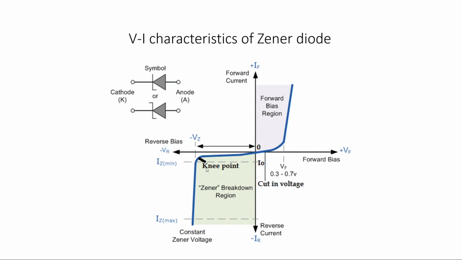Now this is the knee point that you have to mention when you draw the VI characteristics, and sometimes he may ask you for 1 mark that what is the knee point and define the knee point in Zener diode.